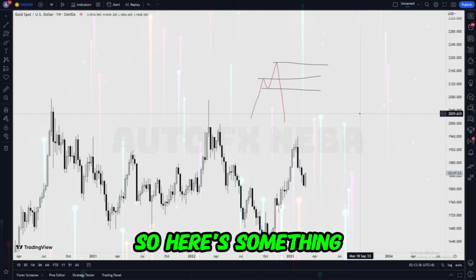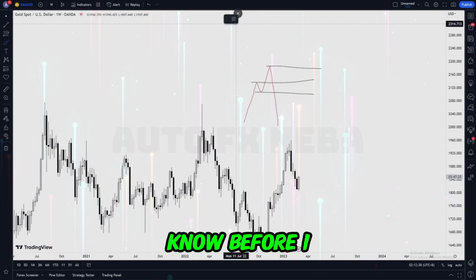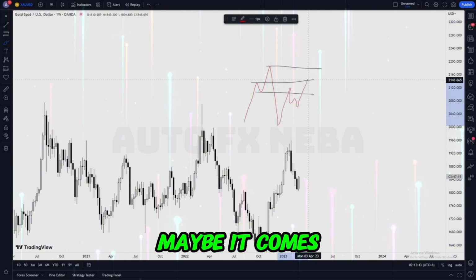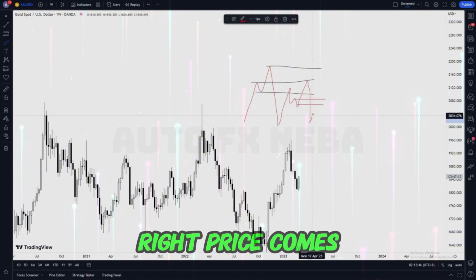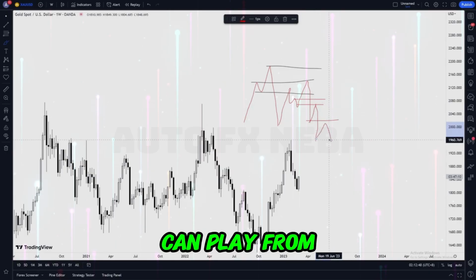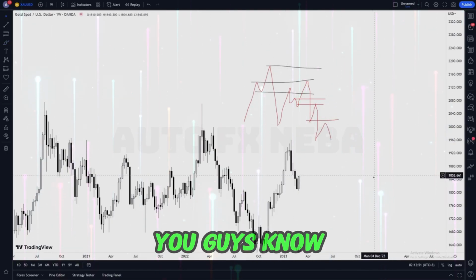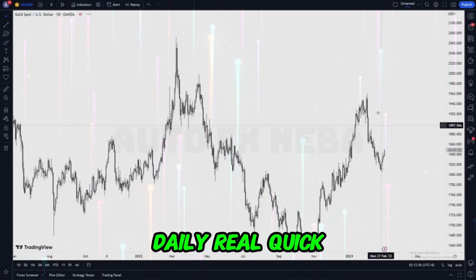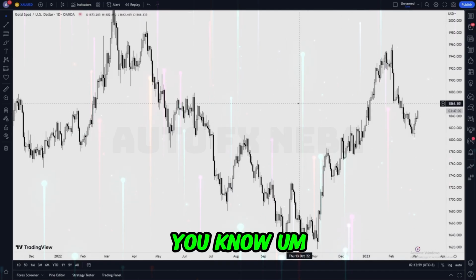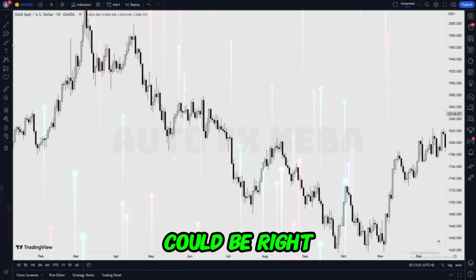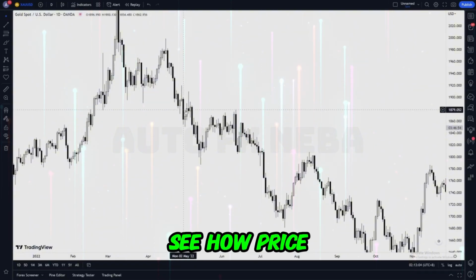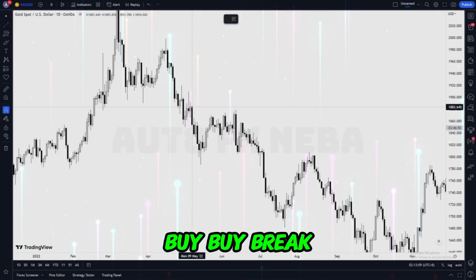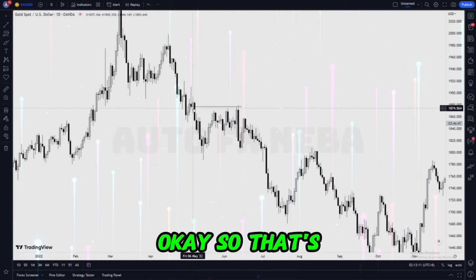Here's something else. Of course, as you guys know, before I get into that, price can also do something like this, right? It comes up, maybe it comes over here, and then price can play from here. Price comes up, breaks this, price can play from here. It doesn't have to just keep on doing QMs. You guys know that stuff. I'll give you an example of this. I'll hop to the daily real quick so you can see a little bit more detail. An example of this could be right here. See how price does its little QM thing, right? I don't know what price actually played from over here, sell, buy, break. So there we go. Okay, so that's what we know price played from.